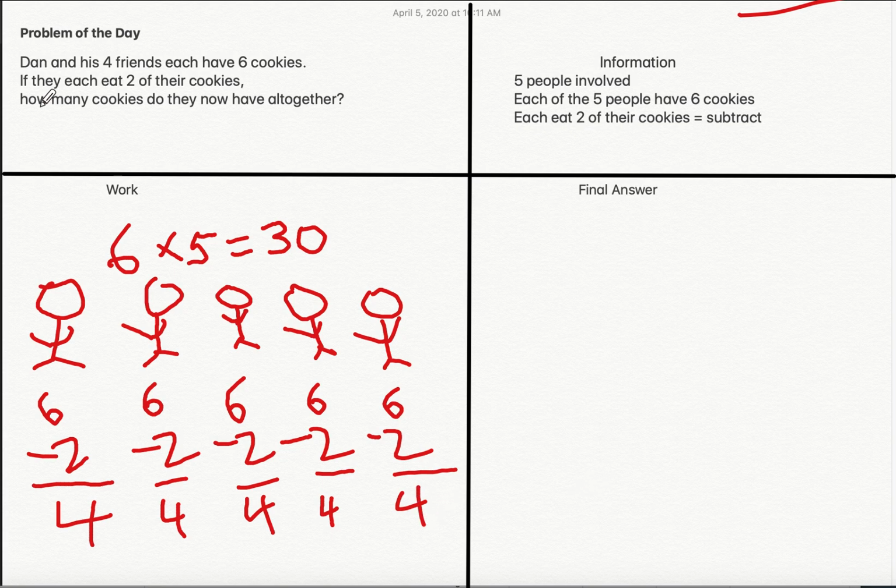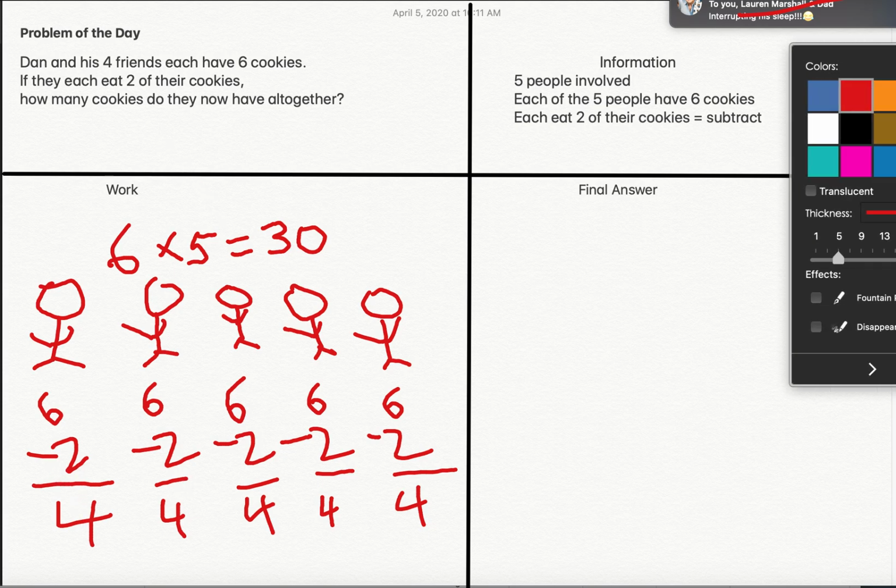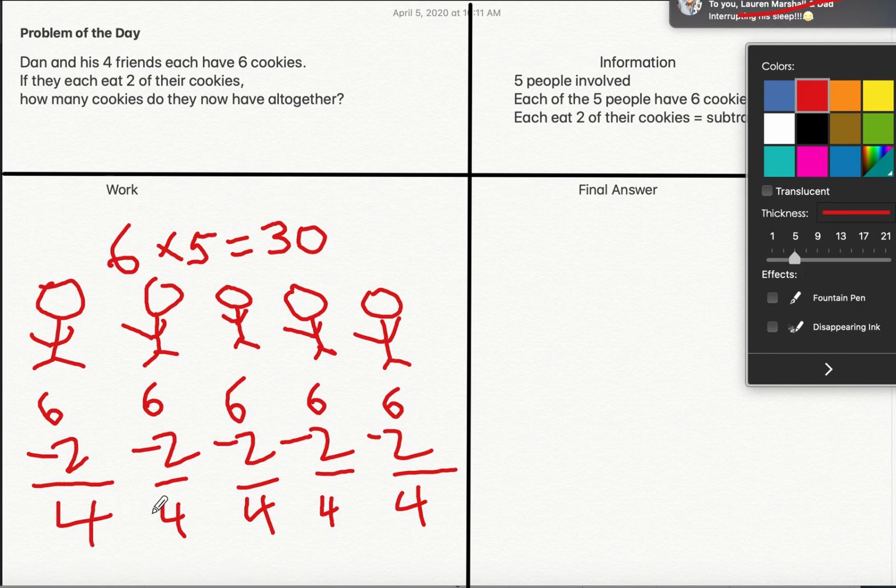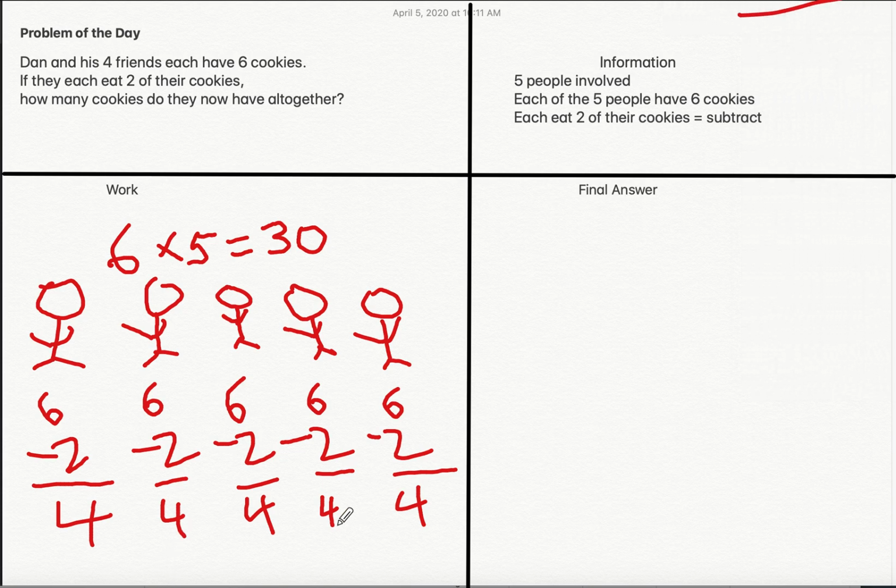So now I have done my original act of they each have 6 cookies and then they each eat 2 of their cookies. All right? So, how many cookies do they now have all together? Well, let's see. Let's add it. What is 4 plus 4 plus 4 plus 4 plus 4? That should look familiar too. Looks like repeated addition.